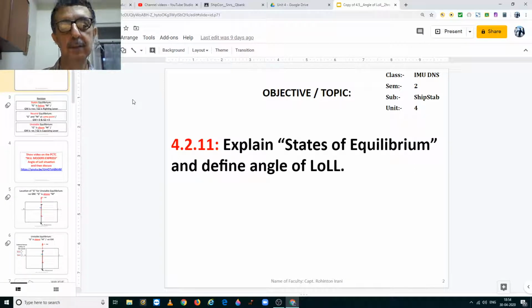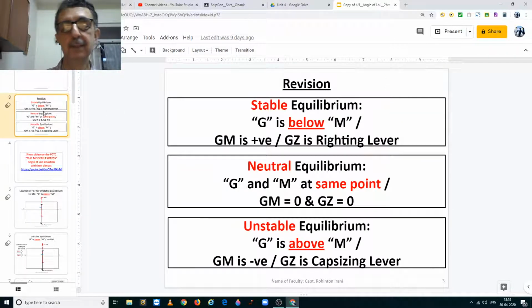Good day, students. In this lecture, we are going to study the states of equilibrium and define the angle of loll. Basically, the states of equilibrium were already discussed in my previous lectures, so we are going to concentrate more on the angle of loll. Just to recap, we have three such states: stable, neutral, and unstable equilibrium.